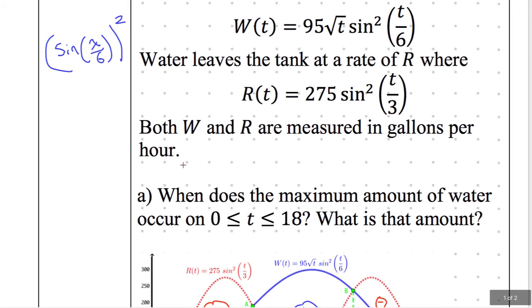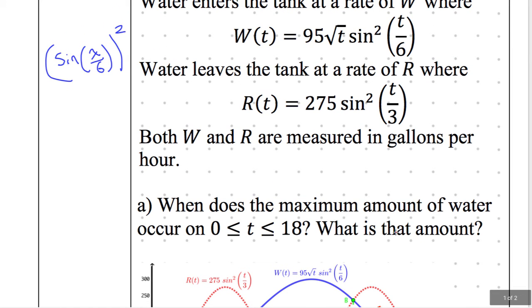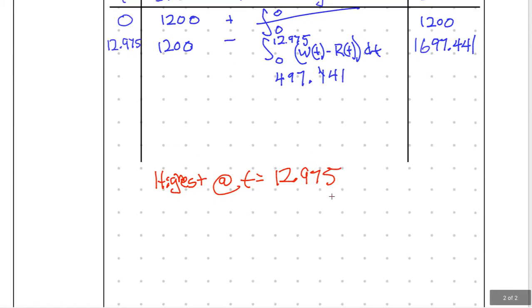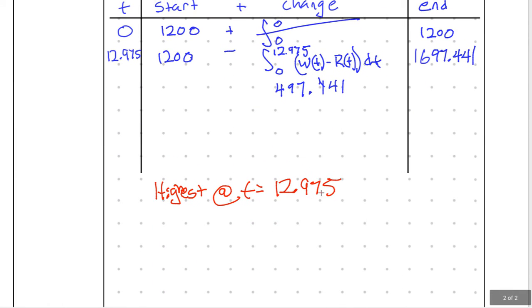What is the amount? I took off some points on the last pretest and test because some people didn't do that. Just put both the amount and the time. Time is 12.975, and at 1,697.441, what are our units? Gallons. You can just say GAL. That's how you abbreviate gallons. And that is our answer.